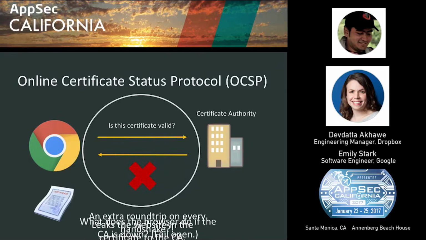So when the browser has a certificate for a site that it's trying to validate, it can go ask the certificate authority, is this particular certificate valid? And the CA will give an answer for that particular certificate. So the browser doesn't have to download all this information about certificates that it doesn't care about. It just has to ask the CA about this one particular certificate that it does care about, because that's the site that the user is trying to connect to right now.